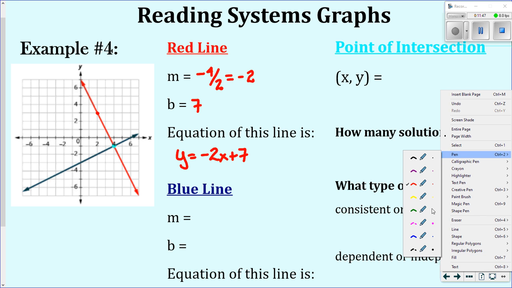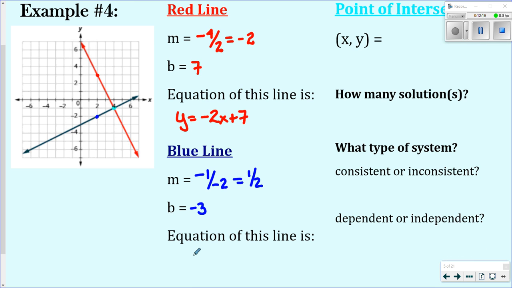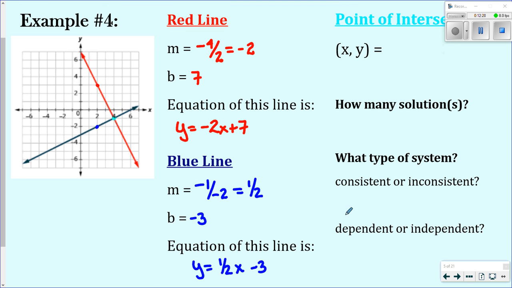Now let's look at the blue line. For the m, I'm going to find a point where the two axes intersect right here. So I go 1 down, and then I go 2 to the left, -2. So it's -1 over -2, which is also the same as 1 over 2. Then my b is where the blue line hits the y-axis, which is at -3, not 3, because negative is down here below the x-axis and positive is above. So my equation of the line is y equals 1/2 x minus 3. All right, so I got my two lines.